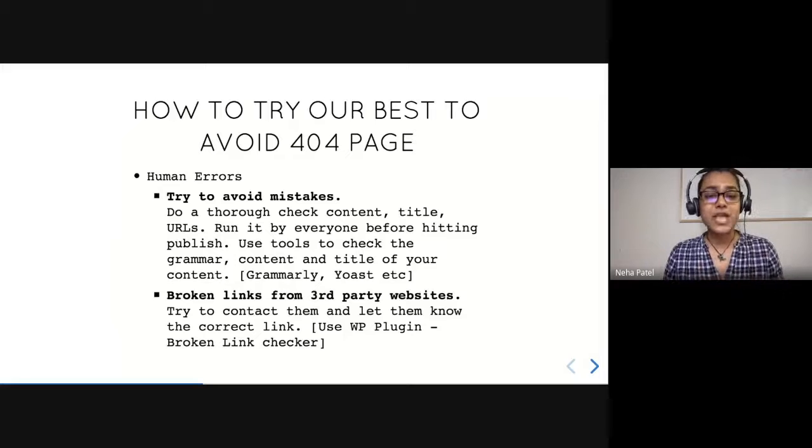So human errors, how to try and avoid human errors, right? Double check content, use tools like Grammarly or Yoast, use plugins called Broken Link Checker. Try to check links on your website that are coming from other websites, because you're using links from other people's websites on your website. Use a Broken Link Checker plugin to run a test on your website and check if there are any broken links. So make use of different tools and make sure to avoid human errors as much as possible.